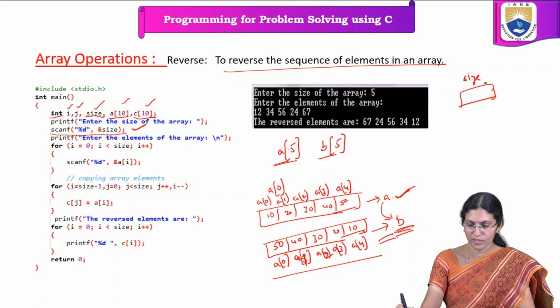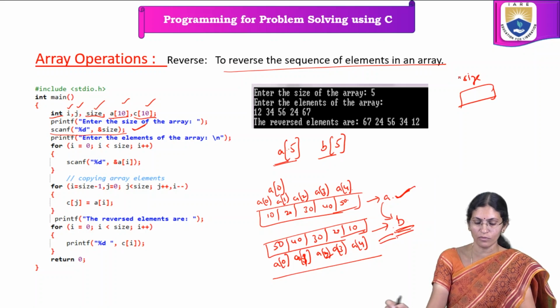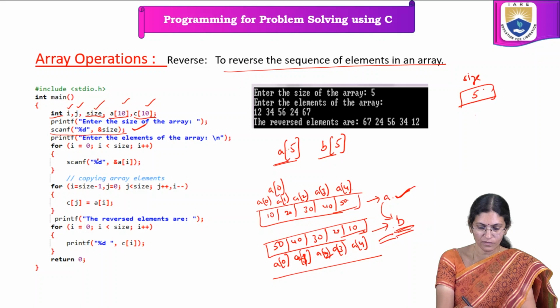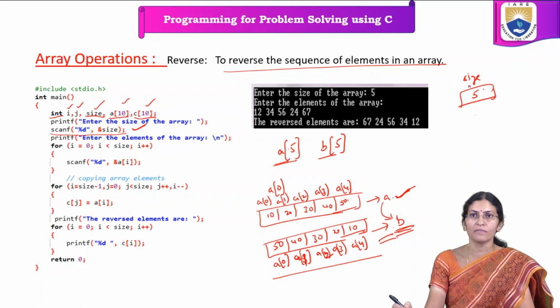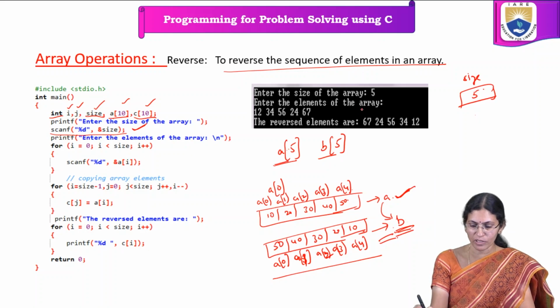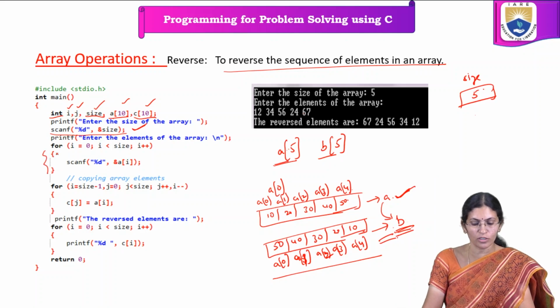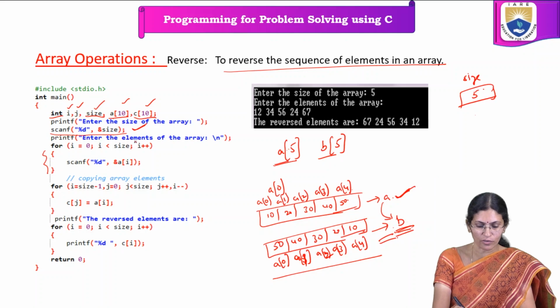In the program, size will be declared. This is an integer variable, so it will accept an integer value. Suppose the user is entering 5. This size variable will also have some address. Next, the user has to enter the elements of the array. These are the lines to be executed in order to enter the elements of the array.